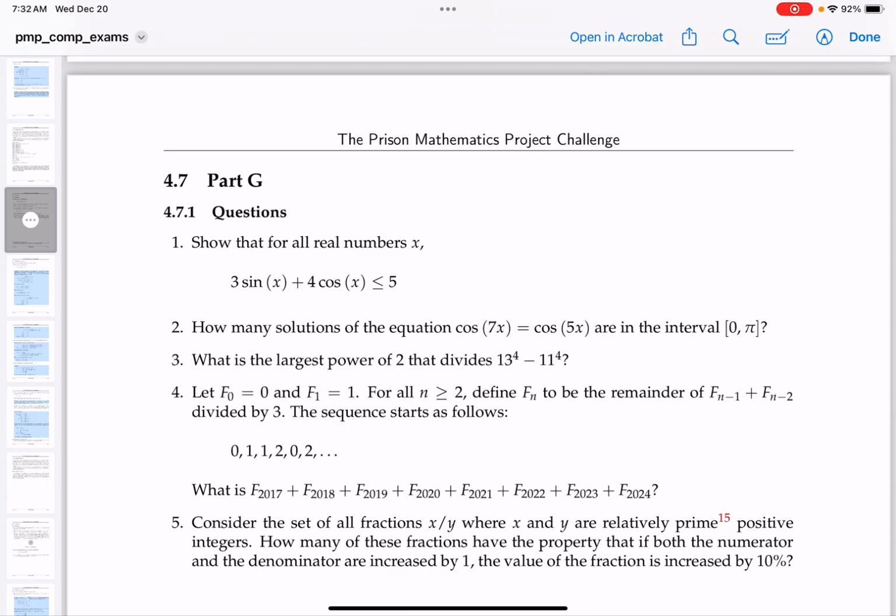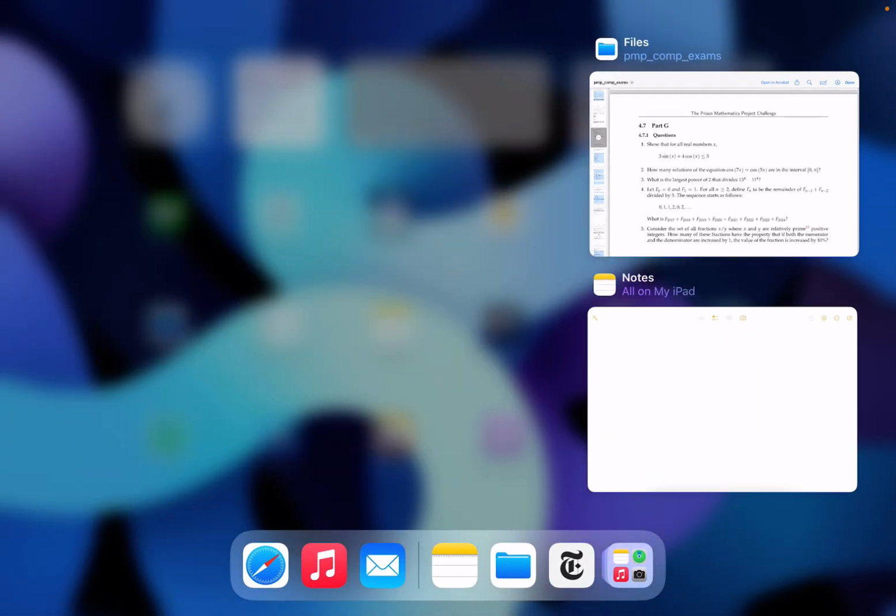Okay, number one, they say show that this inequality is true for all real numbers x. All right, it's a trigonometric inequality. So I'll go to the whiteboard, I'll write it down, and we'll try to prove this is true for all real x. All right? So let's write down what the problem is.